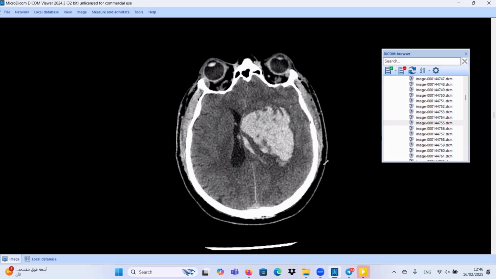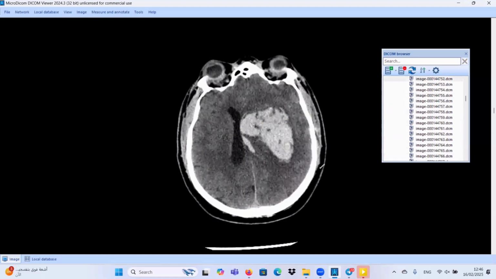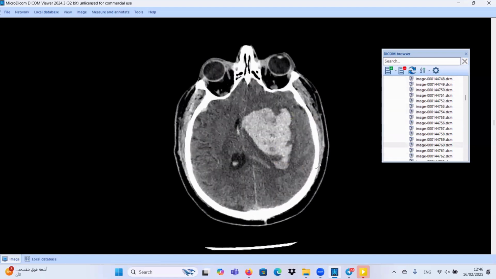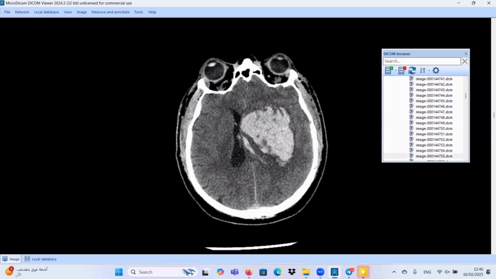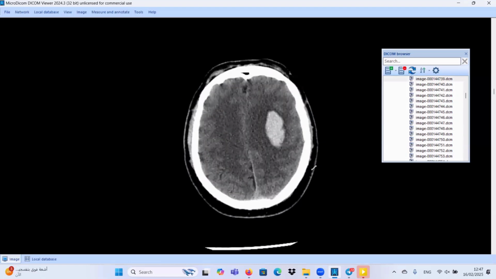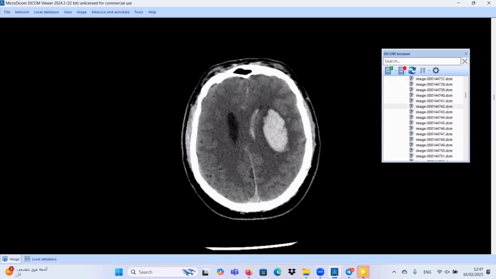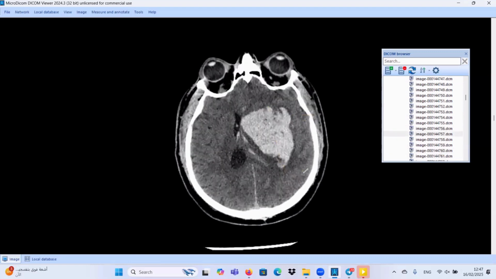We have this case today, an elderly patient presented by sudden loss of conscious level. As we have here, we have a large intracerebral hematoma, and this hematoma is localized at the left basal ganglia region and extends superiorly to the centrum semiovale. And this hematoma is irregular in shape, hyperdense, so we have acute hematoma.